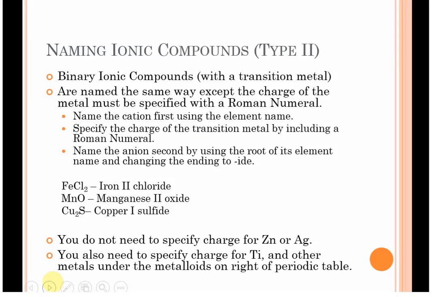It gets a little bit different if you have a transition metal. Because transition metals can have more than one charge, you have to specify the charge with a Roman numeral. So we're going to name it exactly the way we did before. You name the first element with its element name, but before you name the second element, you have to insert a Roman numeral indicating the charge. And then you name the nonmetal with the root of its element name ending in "ide."